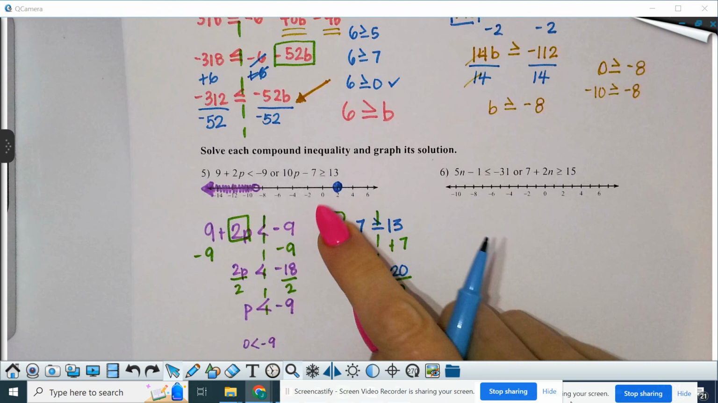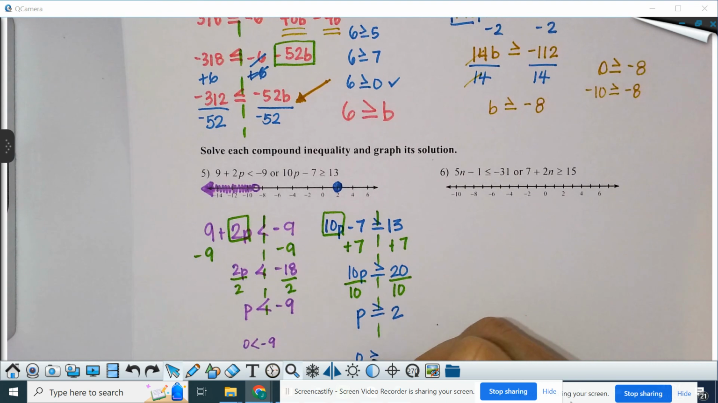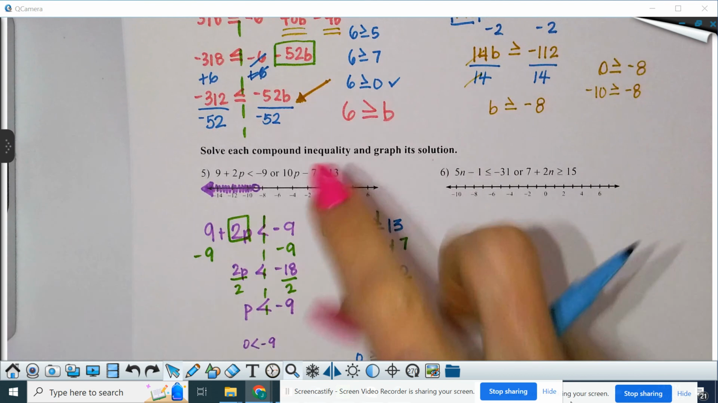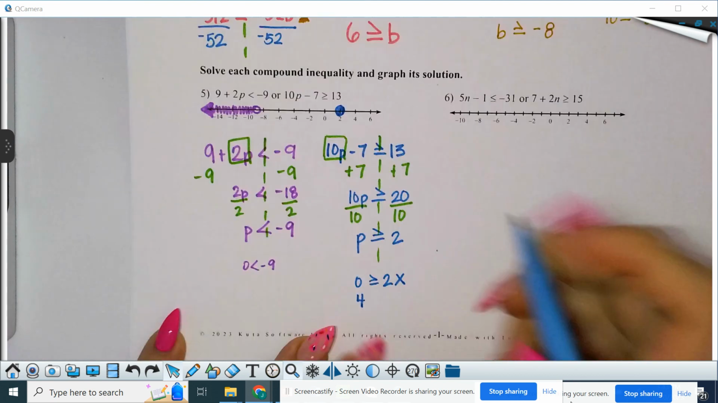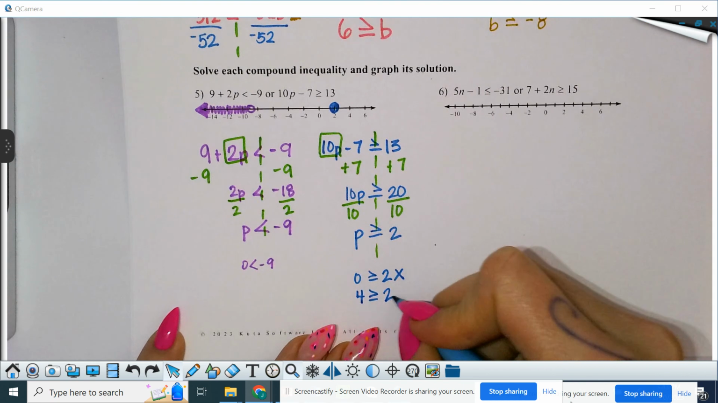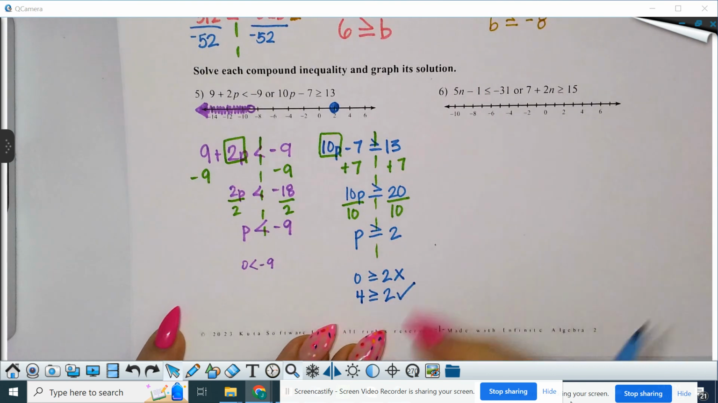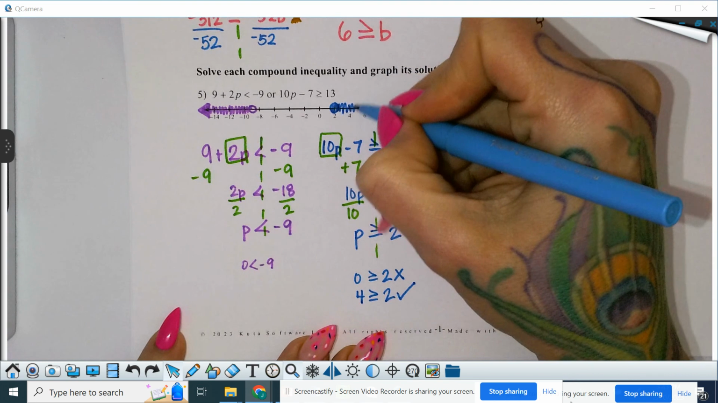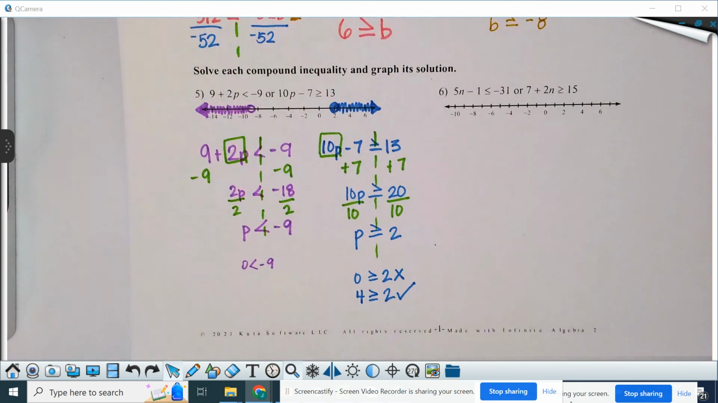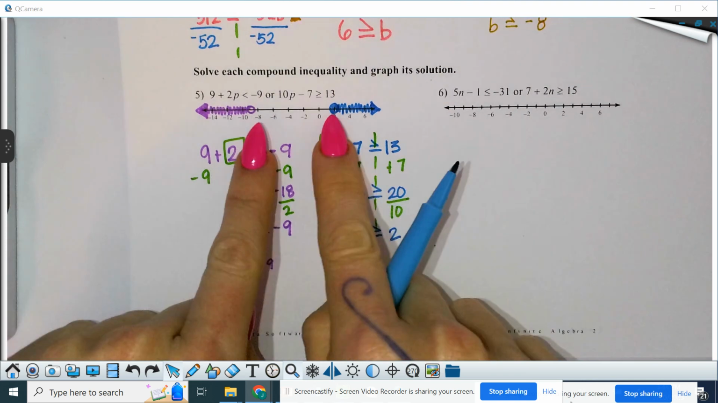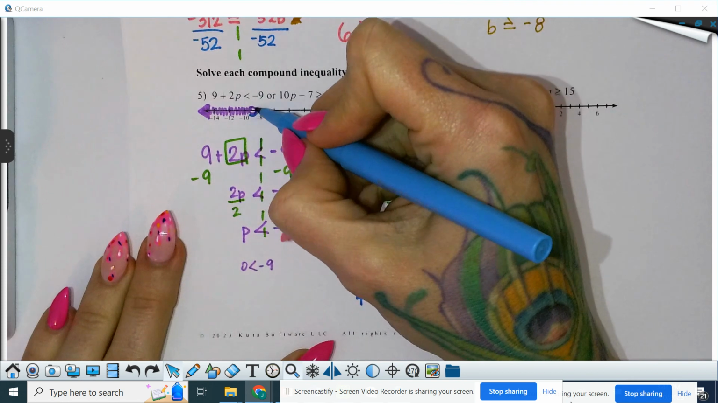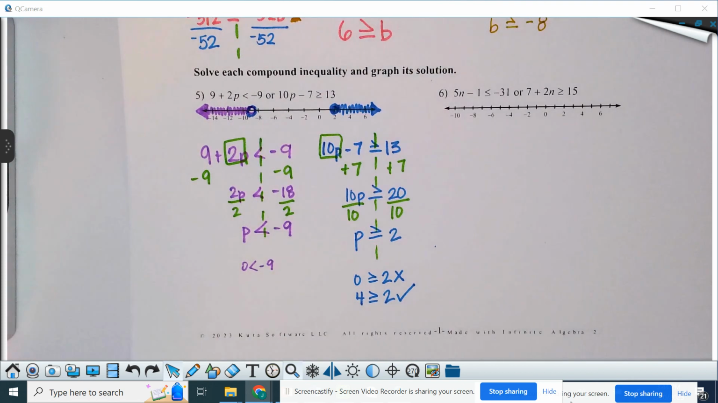And then you can test your 0 again. Is 0 greater than or equal to 2? It's not, so we're not going to color towards 0. We can try a 4 just to make sure. Is 4 greater than or equal to 2? It is, so we're going to color towards the 4. So for ORs, it's always going to be in 2 directions. You're going to be going out like this, from 2 numbers and then out. Again, we had an open circle because there's no equal to, closed circle because there is an equal to. But this is a compound inequality OR. Okay, so that's our OR.